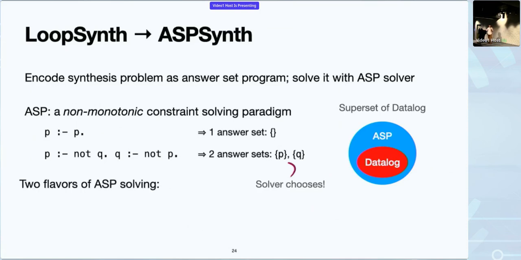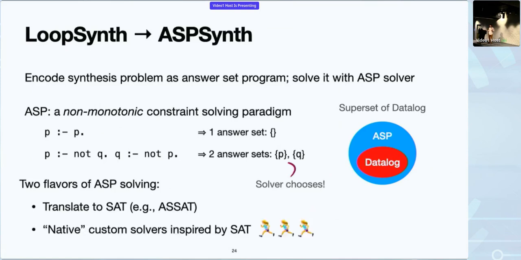So there are two main flavors of ASP solving. One we've seen already, which is translating to SAT. And then there are also these native custom solvers, which use SAT-like techniques, but don't actually use a SAT backend. And we'll take advantage of the fact that these can be very efficient and highly engineered.